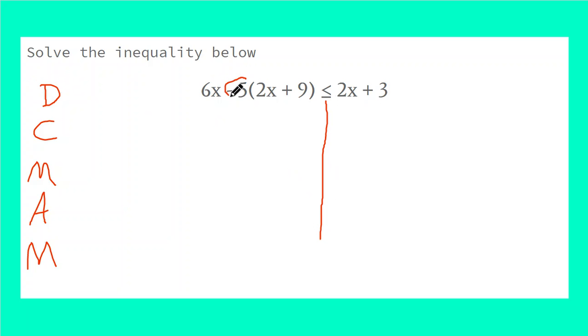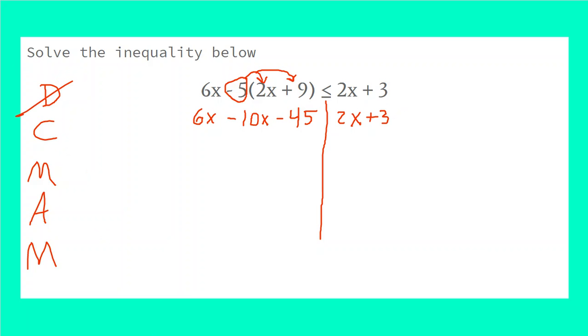So I'm going to take this number on the outside, this negative 5, and multiply it by both things on the inside to get rid of that parentheses. Negative 5 times 2x would be negative 10x. Negative 5 times positive 9 would give me negative 45. And then I can bring everything else down because there's no other parentheses. And on this side I have 2x plus 3. I can bring that down. And I am done with my distribute step.